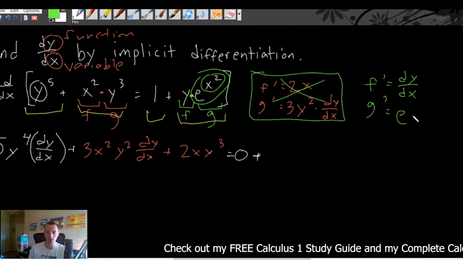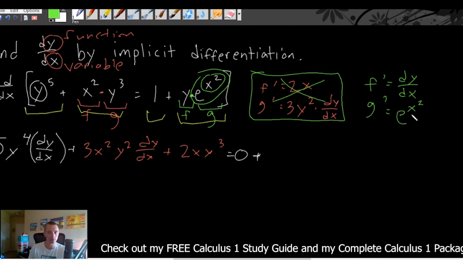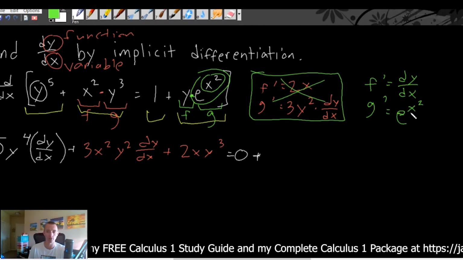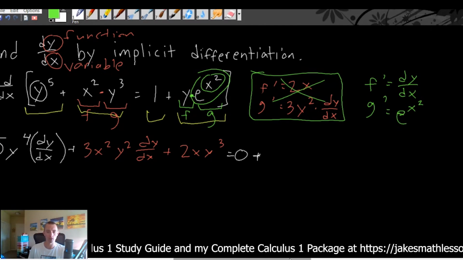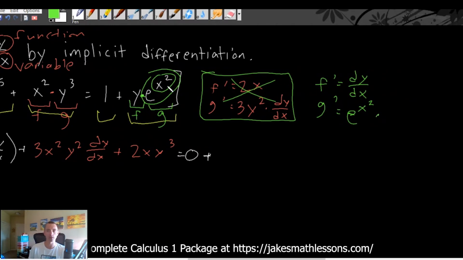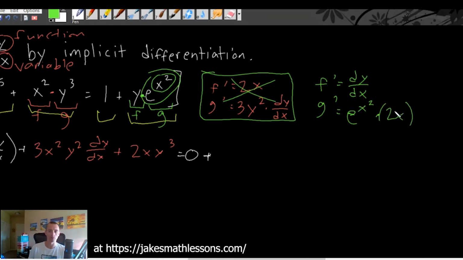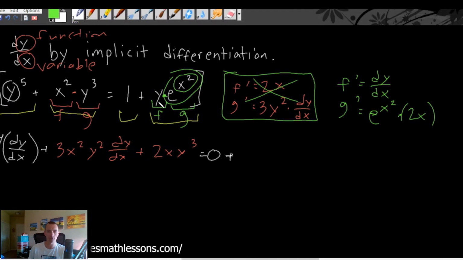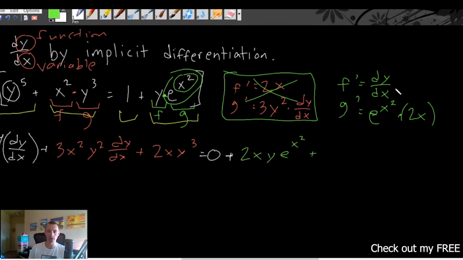So the derivative of e to the x squared, if we're leaving our inside function alone, just taking the derivative of the outside function, we still have e to the x squared, okay? And then what we have to do is multiply that by the derivative of the inside function, the derivative of x squared. The derivative of x squared is just 2x. So that's going to be our g prime. So now for this overall derivative of this whole thing here using the product rule, we're going to get f times g prime. So y times e to the x squared times 2x plus g times f prime. So e to the x squared times dy dx.